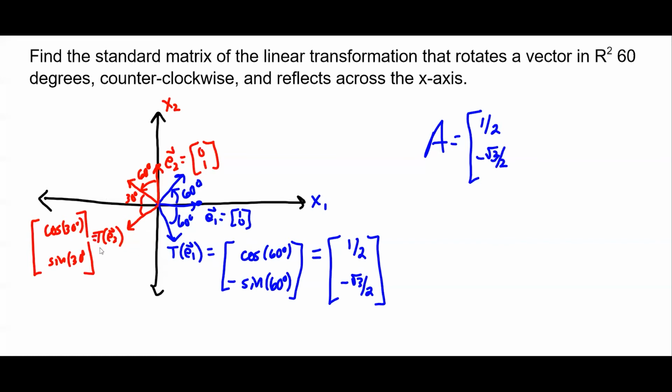And since we're in the fourth quadrant, both of these will be negative. The third quadrant, both are negative there. So that is going to be negative square root of 3 over 2 and negative 1/2. So that's our second column. So that's our standard matrix. So let's just check and see if the matrix actually does what we want it to do.